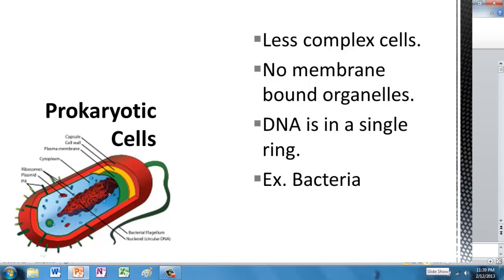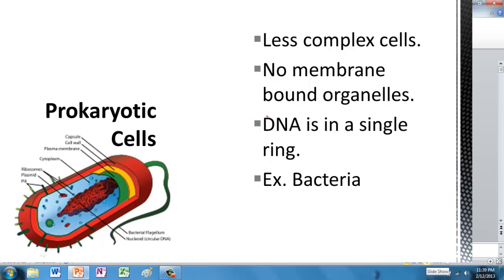The DNA just floats around inside the cytoplasm with everything else. It also doesn't have any of the other organelles that we learned about in our cells unit. It doesn't have vacuoles and mitochondria and all those other things that we found in plant and animal cells.